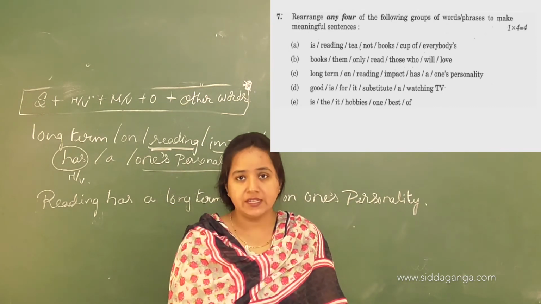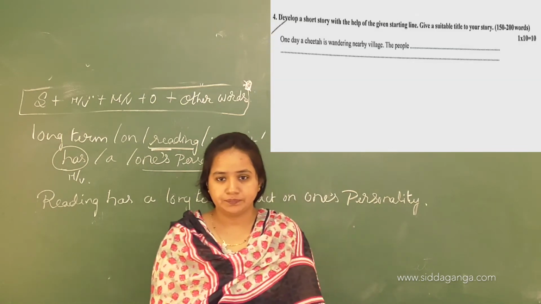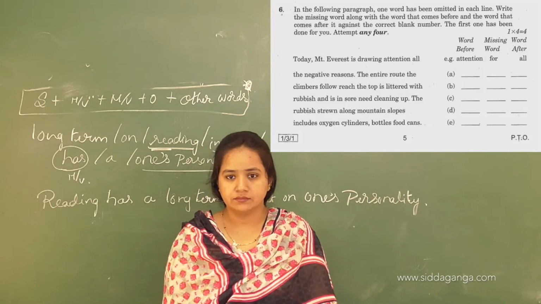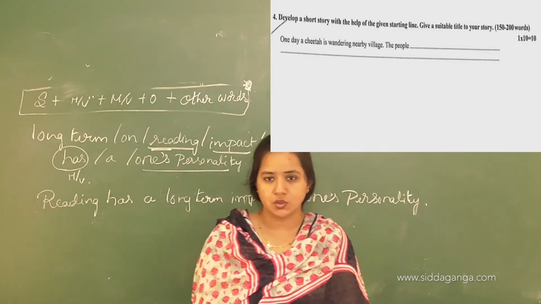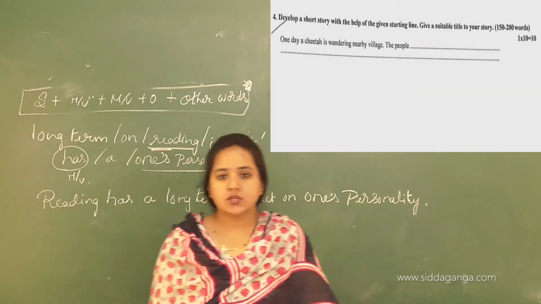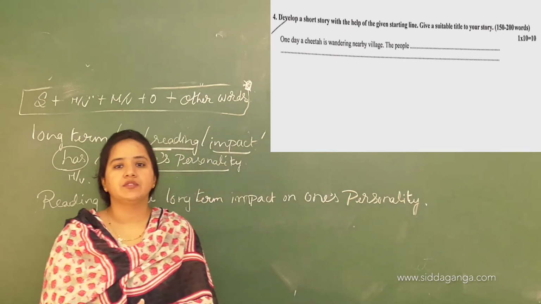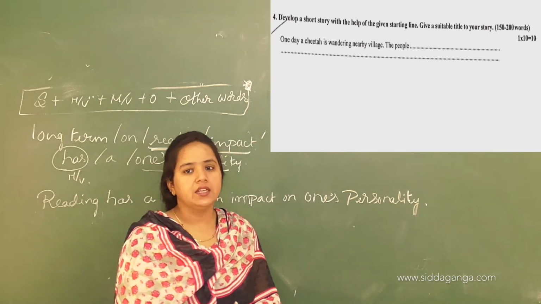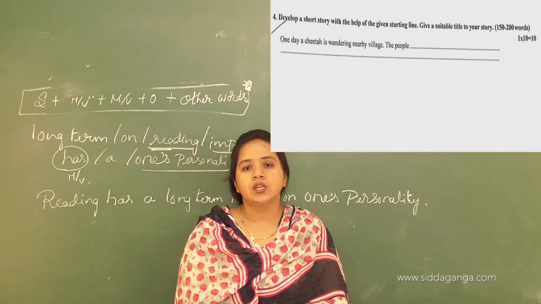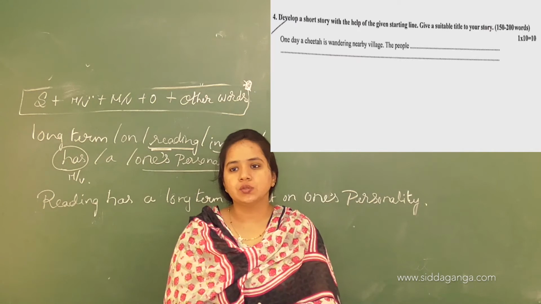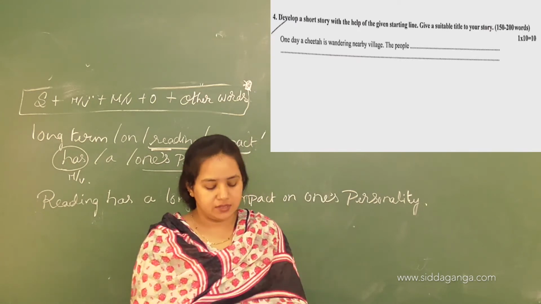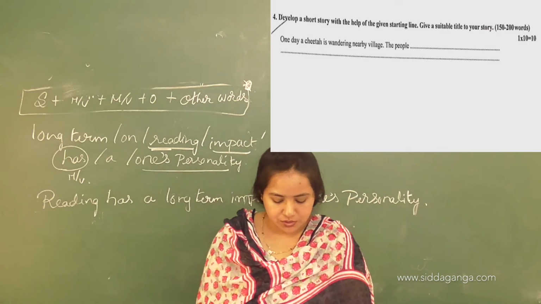So let's talk about the next main. Okay, the next main is this one, develop a story. Develop a short story with the help of the given starting line. Give a suitable title to the story. Here the word limit should be 150 to 200 words. So okay, let's talk about story writing.